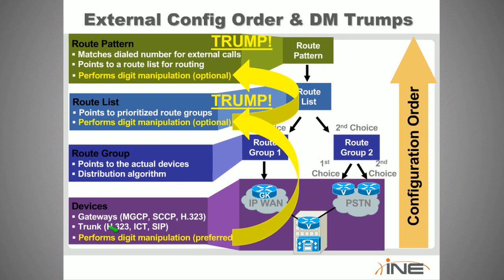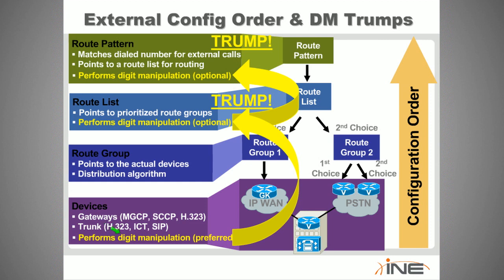Does it, per this trump, override what was done at the route pattern calling digit manipulation? No. Just because I have a calling party transformation CSS, just because I have one of those doesn't mean anything. It's only if I have a CSS configured that matches a pattern inside of a partition. Then, if it's a match to the original calling number as it entered the route pattern, then and only then will it trump what happened here at the route pattern level.